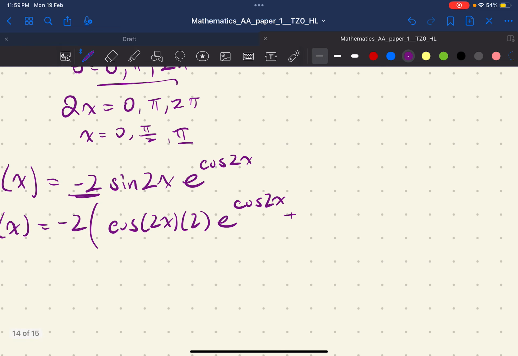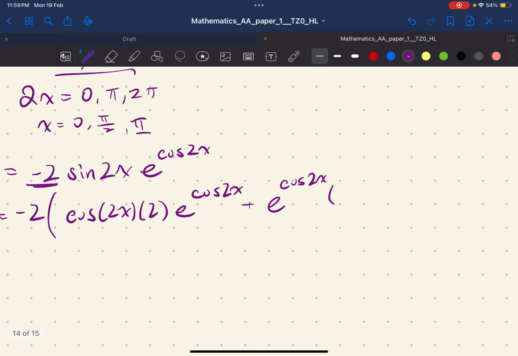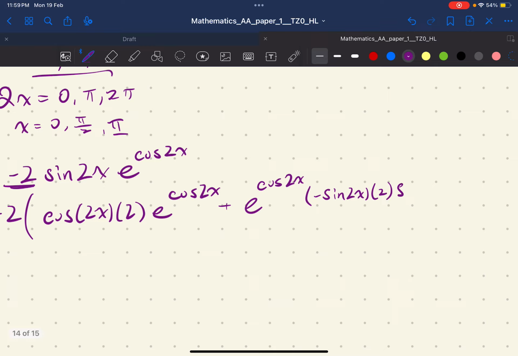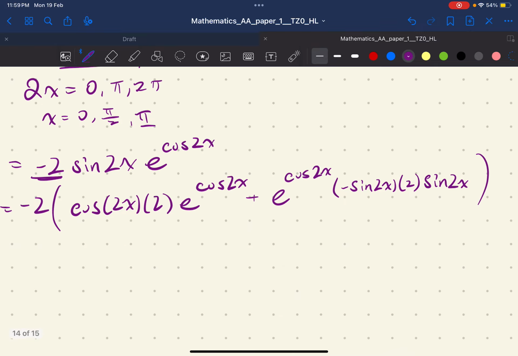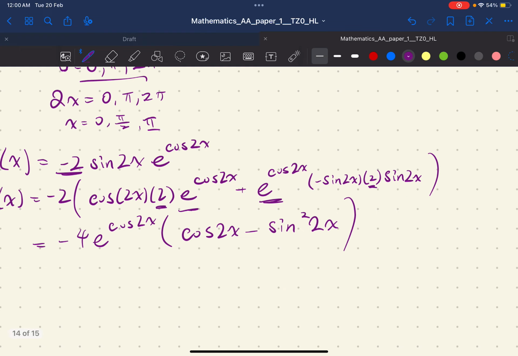And then plus, differentiate e is still e. And then differentiate inside is negative sine 2x. Differentiate the inside of the inside is 2. And then copy the first part, sine 2x. Okay, so we got something like this. And at the same time, I'll pull out a 2 and pull out an e. So we have -4e times cosine 2x, which equals cosine 2x minus sine squared 2x. Okay, so we got this here.